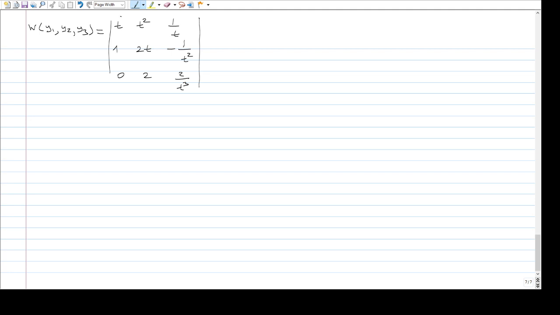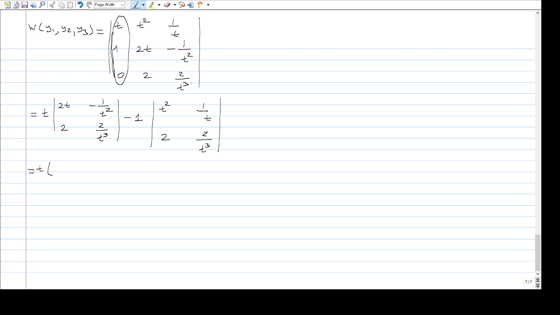So I'm going to expand this determinant using the first column because we have a 0 in the first column. We have t times the 2 by 2 determinant, 2t, minus 1 over t squared, 2, 2 over t cubed. And then next one comes with a minus sign. So minus 1 times the determinant, t squared, 1 over t, 2, 2 over t cubed. Plus 0. We don't need to write it down.